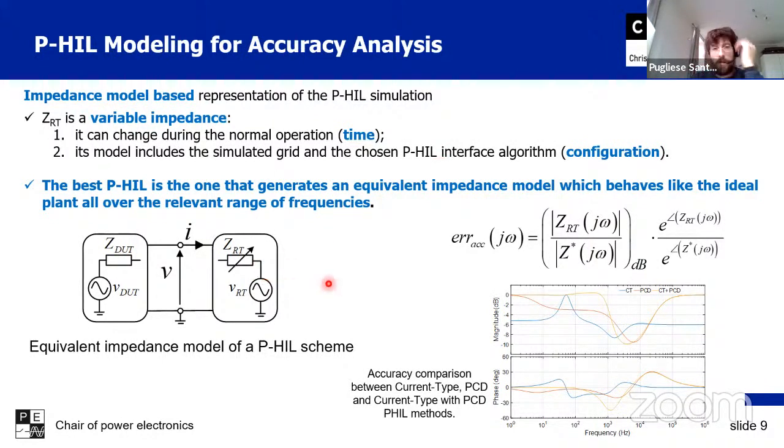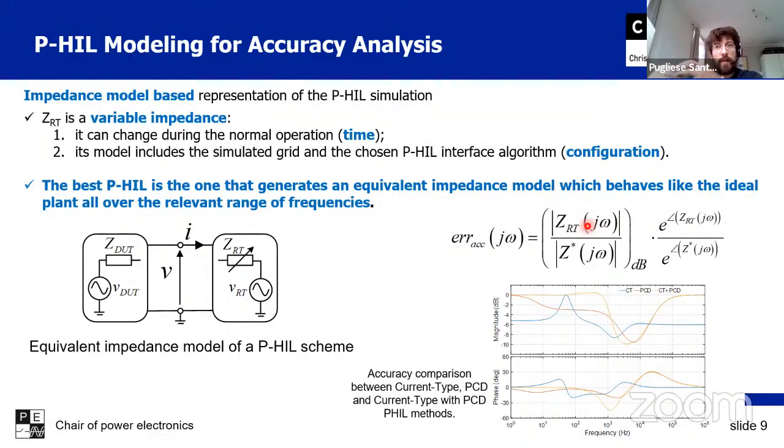So an indication about the accuracy of the system, intuitively, is this one. The best power-in-the-loop is the one which generates an equivalent impedance which behaves like the ideal plant in a wide range of frequency. Here the range of frequency comes in, because I'm defining an error in terms of an impedance. So this error will be a function of omega.